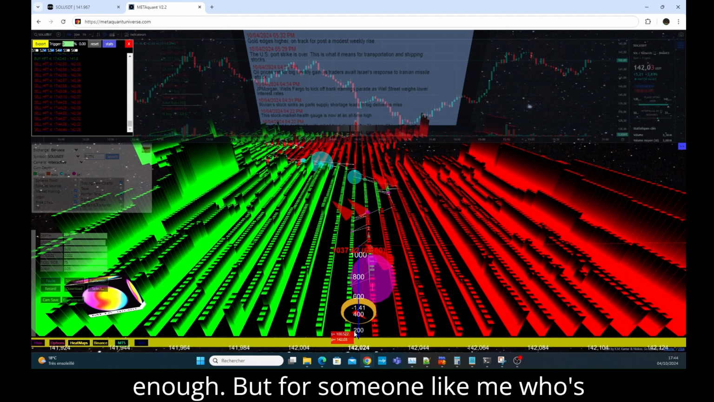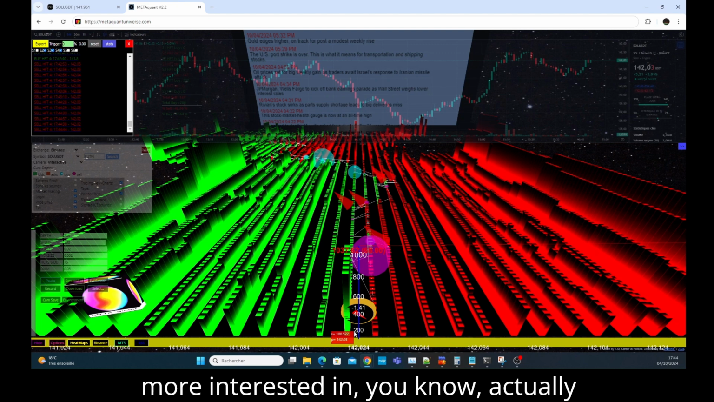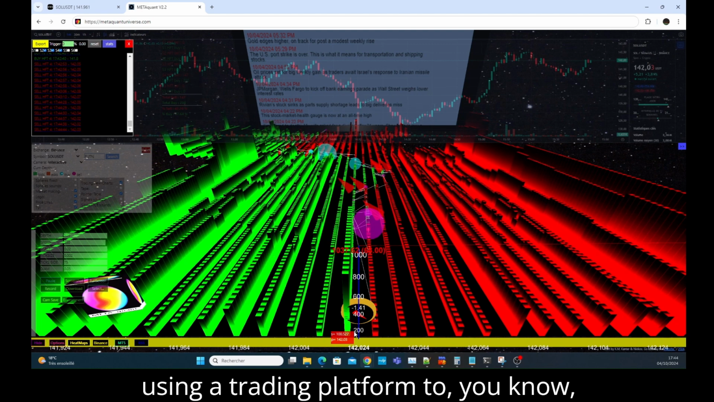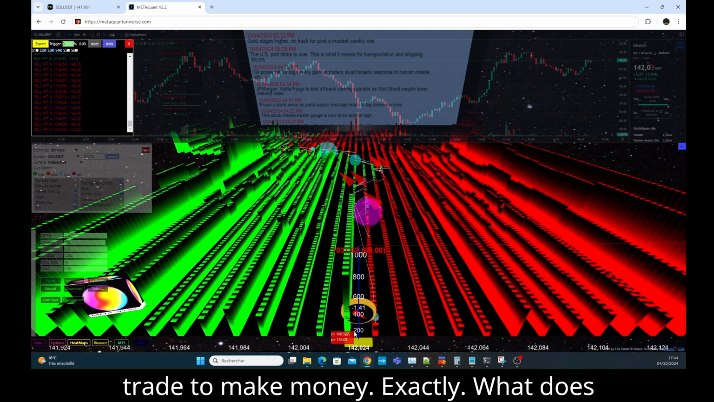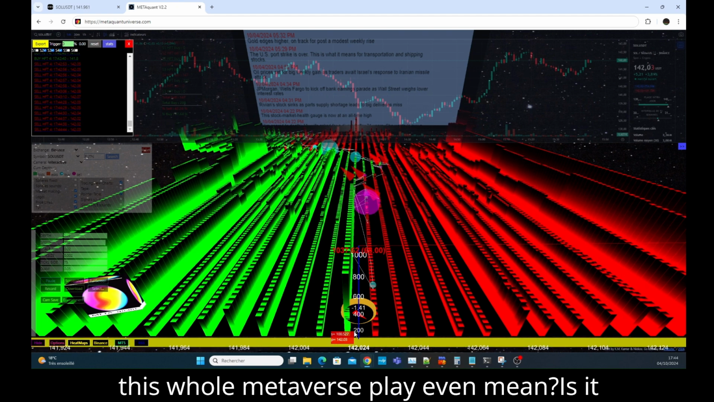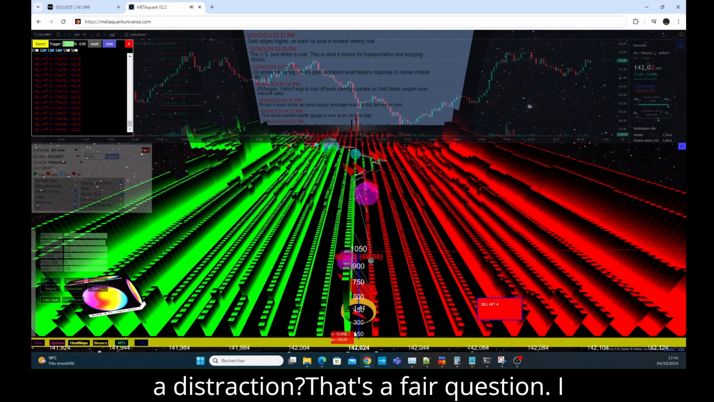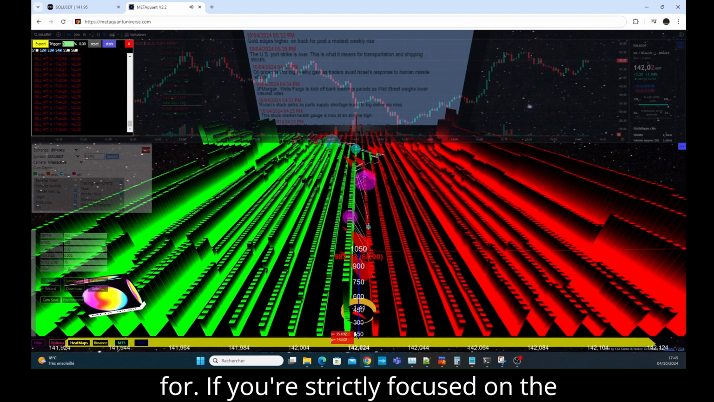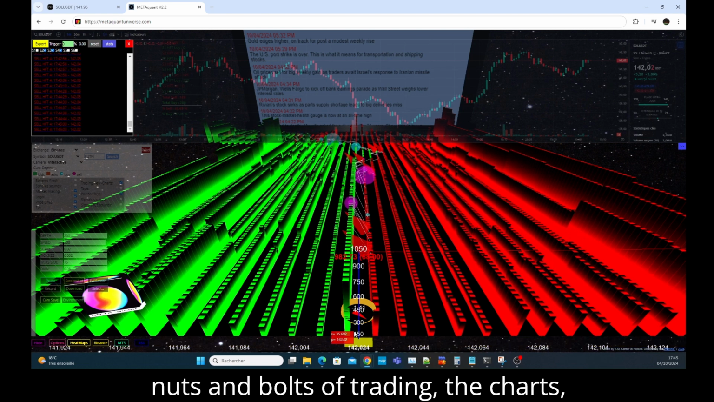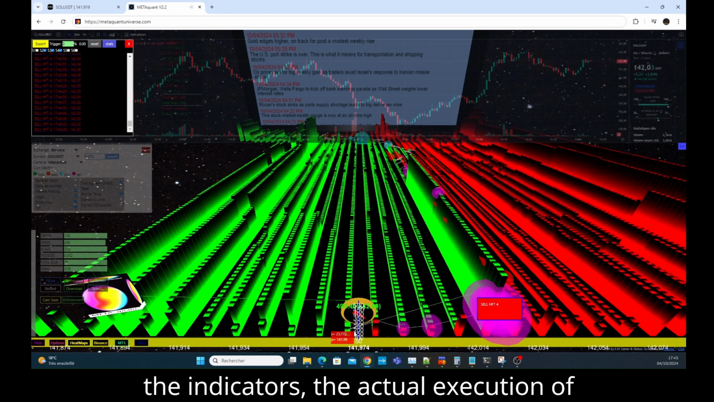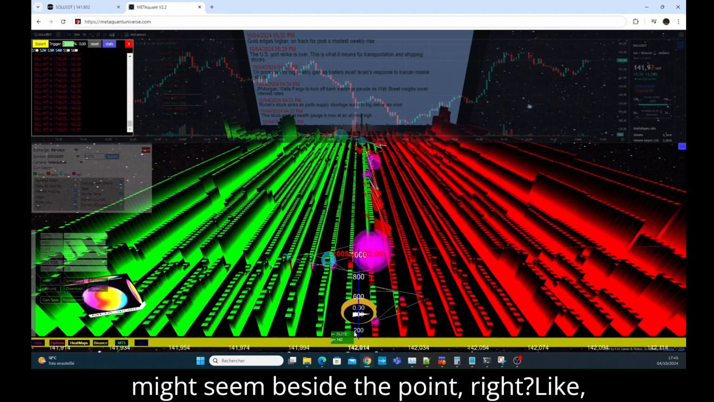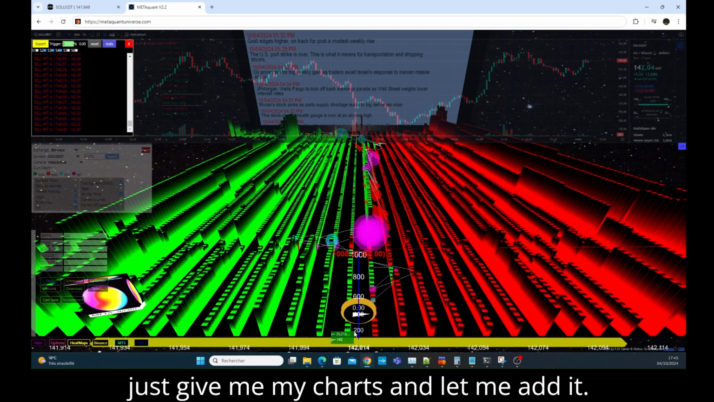True enough. But for someone like me who's more interested in actually using a trading platform to trade, to make money, what does this whole metaverse play even mean? Is it a distraction? That's a fair question. I think it depends on what you're looking for. If you're strictly focused on the nuts and bolts of trading, the charts, the indicators, the actual execution of trades, then yeah, the metaverse stuff might seem beside the point. Right, like just give me my charts and let me at it.